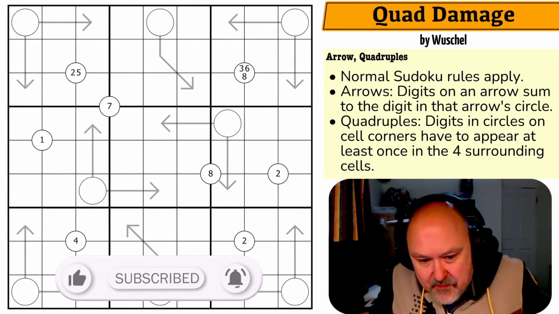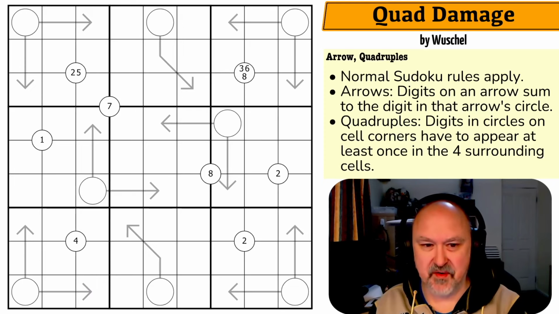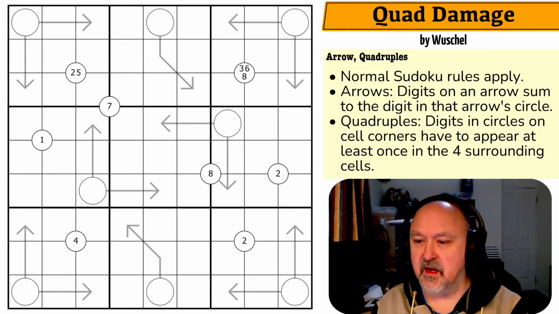Quadruples puzzles. When they come in, they always excite me a little. So I'm looking forward to this one. No idea how hard this one is. It's a Wuschel puzzle, so it could be tricky. We'll find out. Not really much to say, so let's get on to the puzzle.